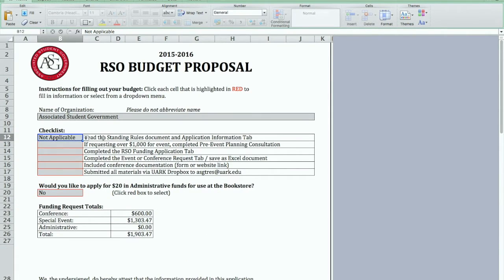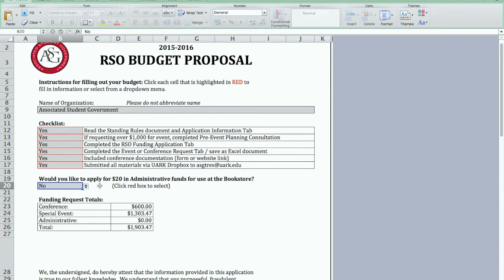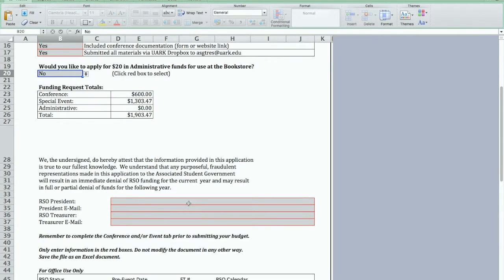Okay, this is a checklist. This is just to make sure that you've gone over everything. So please fill this portion out because the board looks at it. So read over the standing rules document and the application information tab. Yes. If requesting over $1,000, complete a pre-event consultation. Yes. We did complete the RSO funding application tab. We completed the event and conference tab. We included the documentation for the conference, and we are about to submit the materials to Dropbox. And no, we are not requesting money for administrative fees.